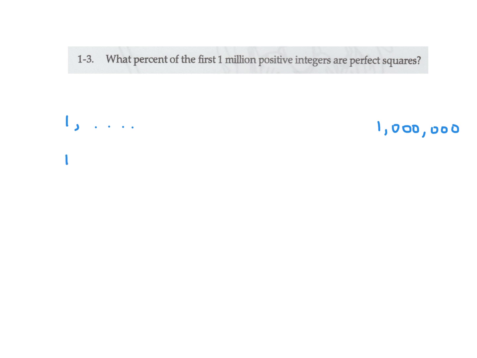Well, the first one would be 1 squared, 2 squared, 3 squared, like that. And then eventually you'll get to something squared. But 1 million is 1,000 squared. That's pretty easy to figure out. So that means we're going 1, 2, 3, all the way to 1,000. So there's 1,000 perfect squares from 1 to 1 million.